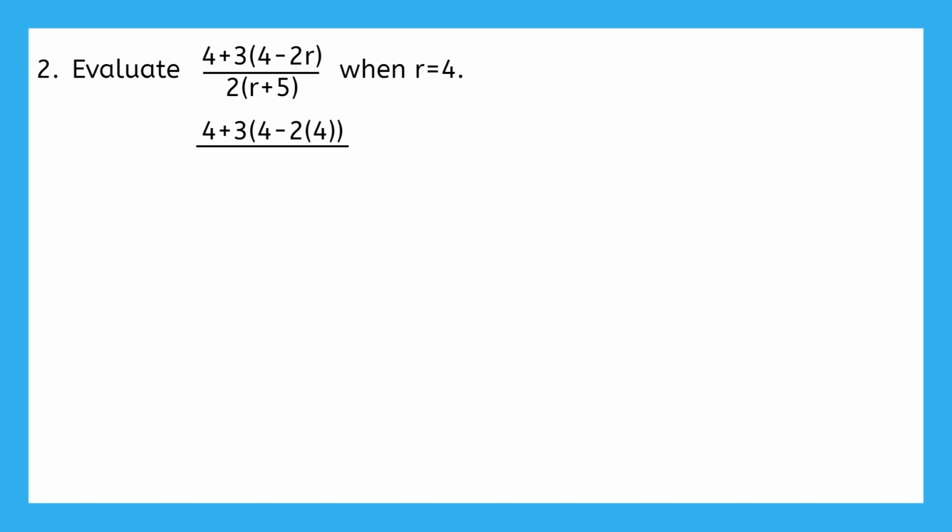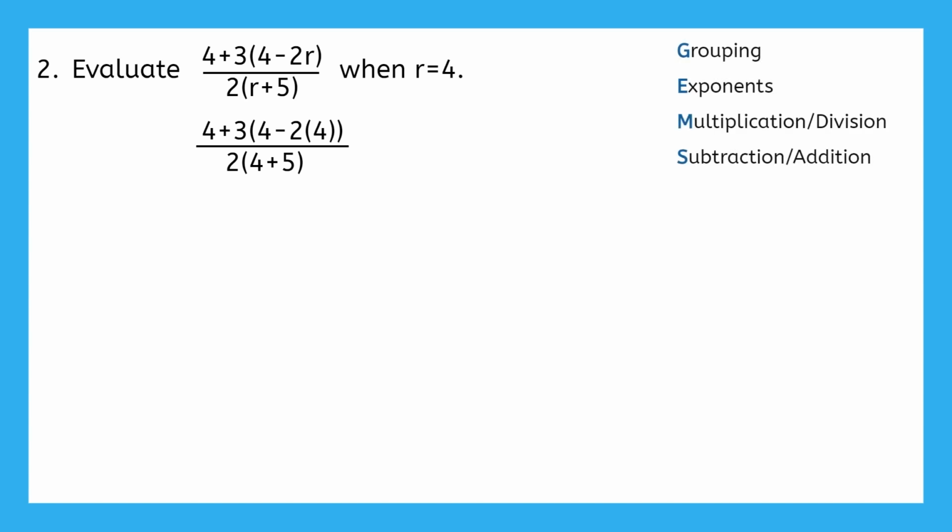Then we can focus on the denominator and substitute 4 in here. This gives us a denominator that looks like this. The first goal is complete. We have substituted the given value in for the variable. Now, the next goal is to evaluate this, and we'll need to use order of operations for that. So, let's keep GEMS in mind to help us through this.